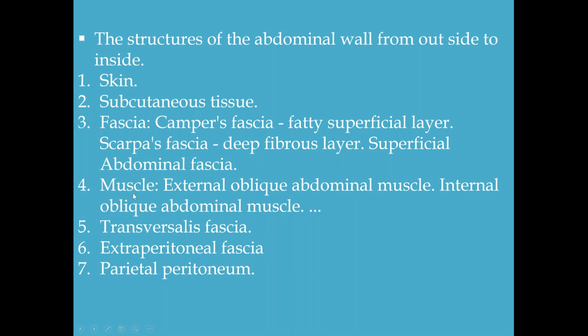And then the muscles, three important muscles which form the rectus sheath: the external oblique abdominal muscle, the internal oblique abdominal muscle, and the transversus abdominis, along with the rectus muscle. Then the transversalis fascia, extraperitoneal fascia, and parietal peritoneum. This is the structure of the anterior abdominal wall from outside to inside.